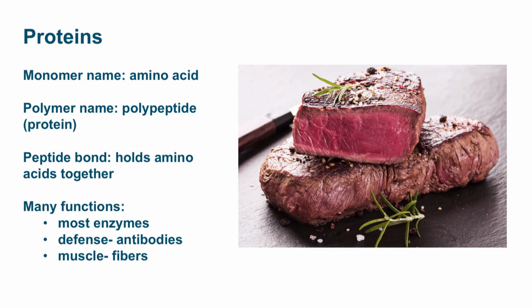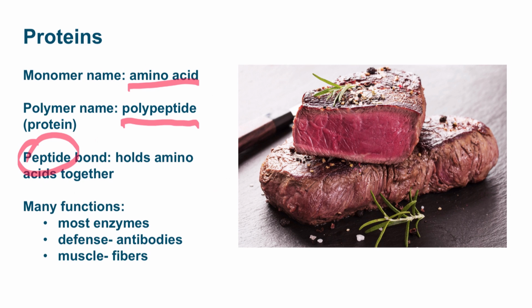Proteins are another class of organic molecules. We call protein monomers amino acids. And we put several of them together to make the polymer, which we call a polypeptide. And for proteins, there's a special name for the bond that holds amino acids together. We call this a peptide bond.